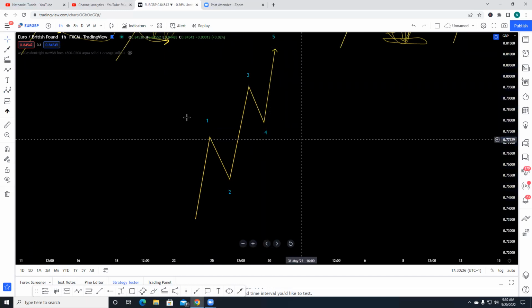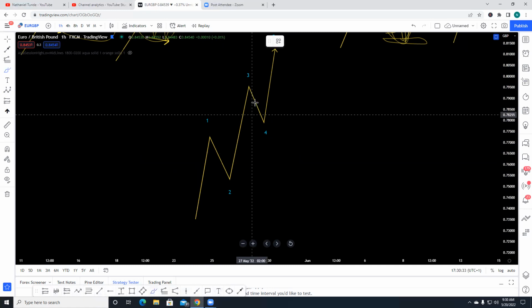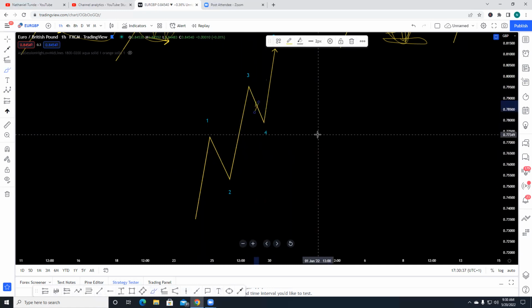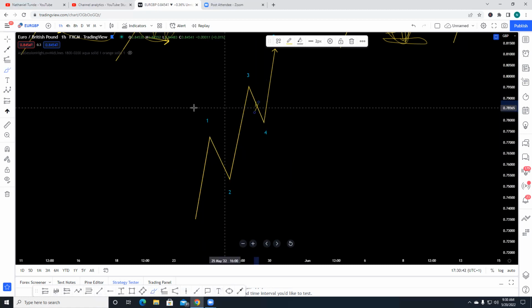So now, where is the wave 4 here? We want to discuss the characteristic. Look at it here, guys. Let me show you real quick. Look at it here. This is wave 4, because this is 1, this is 2, this is 3, this is 4. So we are saying that wave 4 is a correction. Why do we say wave 4 is a correction?